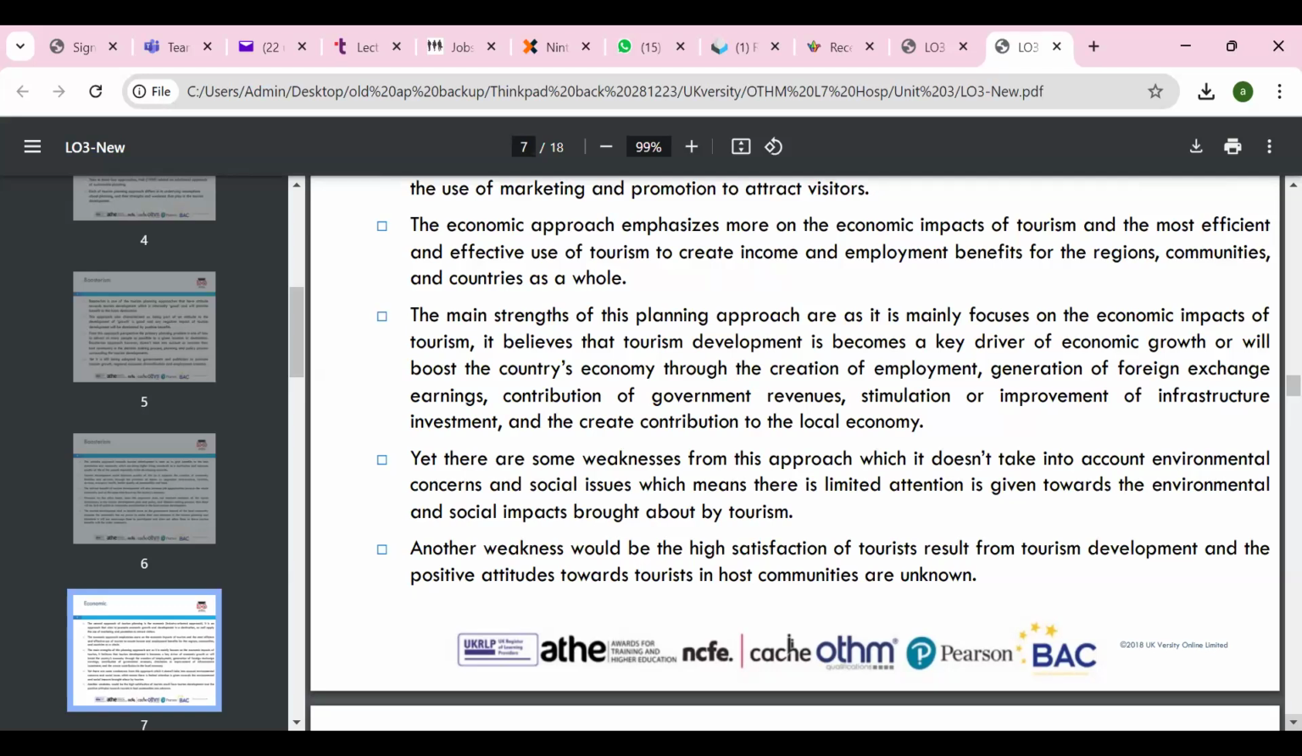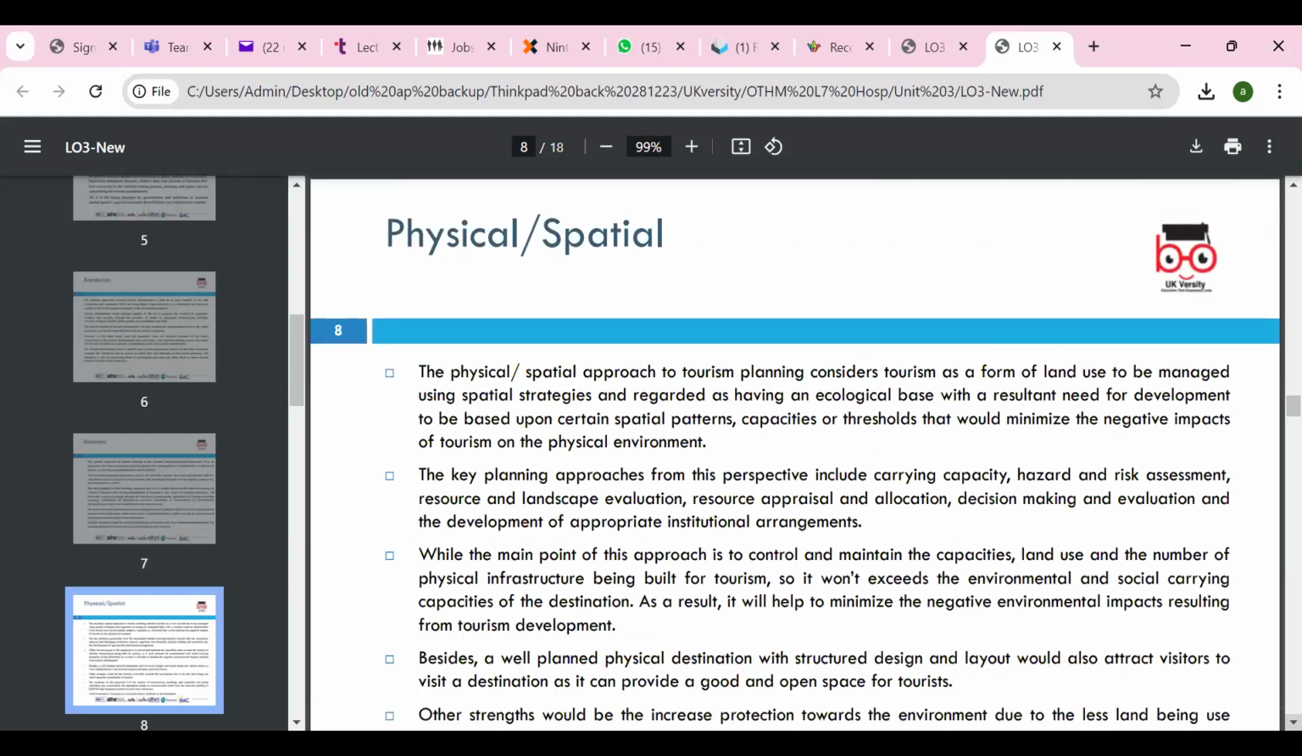So the weaknesses would be that high satisfaction of the tourist results in tourism development, and the positive attitude toward the tourists in the host community is unknown in this approach. Then we look at the physical approach.